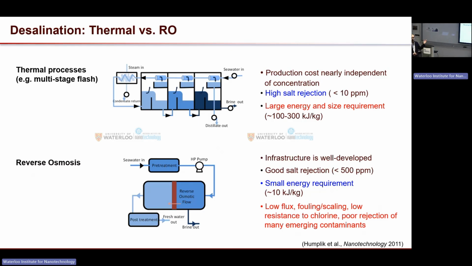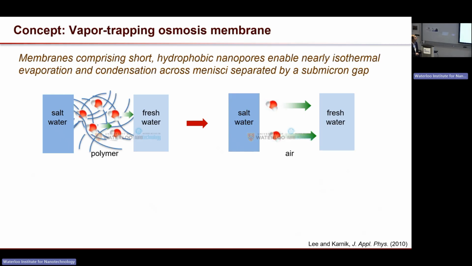So we thought, can we combine the best of these two? And the idea we came up with was, instead of a polymer as a selective medium, replace it with air while retaining the pressure-driven process. So it looks like a reverse osmosis membrane, but instead of a polymer, you have just vapor, nanobubbles of vapor. And then this whole process can be isothermal. It involves evaporation and condensation, but we bring those two together within a submicron gap. So there's no temperature issue.